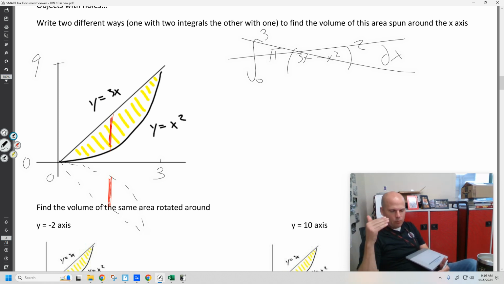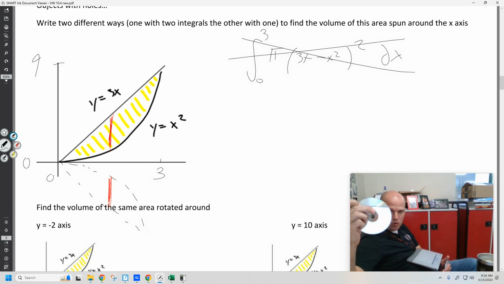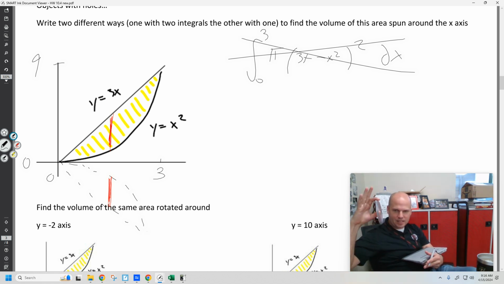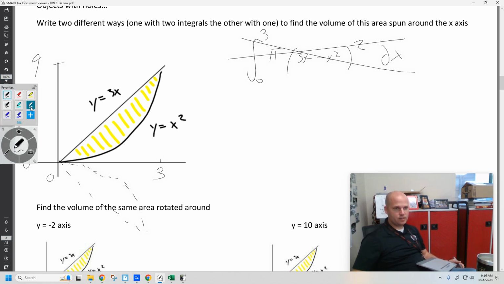It's different than what we were doing last class. The volume of what ends up being like a washer or a CD, where you have a hole in the middle, the volume of this CD is not top minus bottom squared times pi times h. So here's what I recommend doing. And we will use these purple washers, and I'll show you the formula for the volume of a washer in a second.